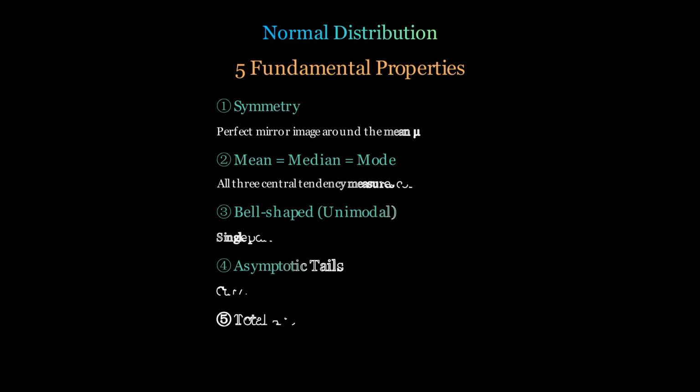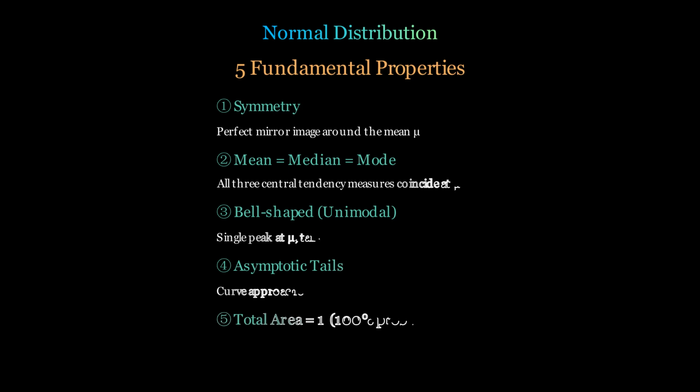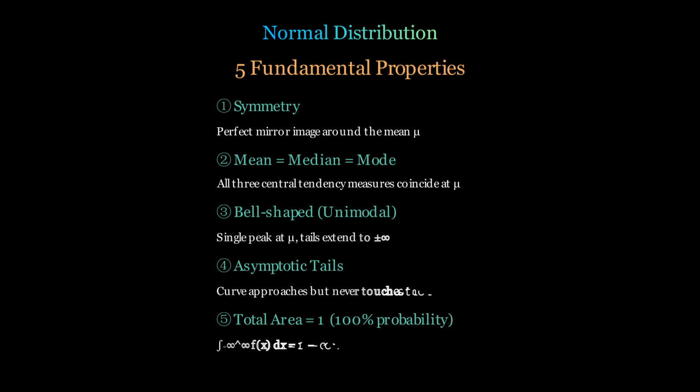Third, the distribution is unimodal, one single peak at the mean. Fourth, asymptotic tails. The curve glides toward but never reaches 0, meaning extreme events are possible but exponentially rare. Fifth, the total probability is exactly 1. The area under the entire curve. A mathematical certainty that your data point falls somewhere on the curve.